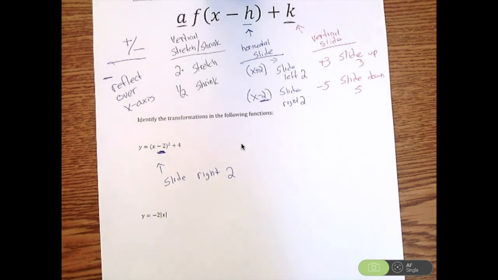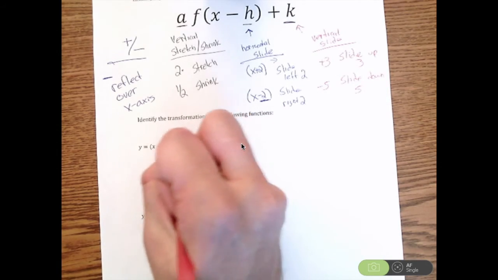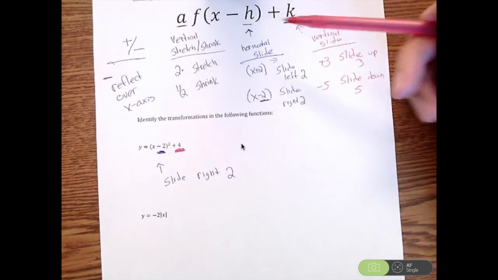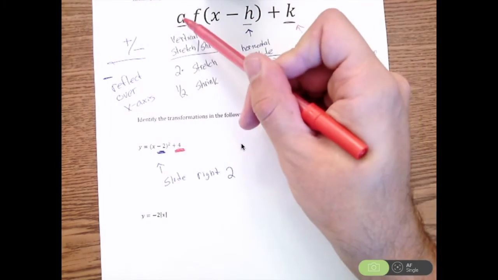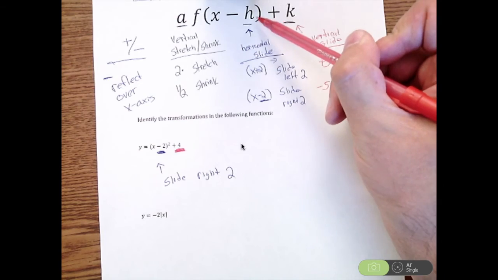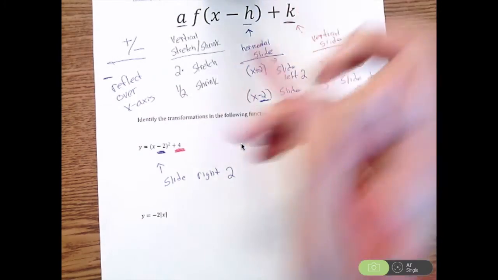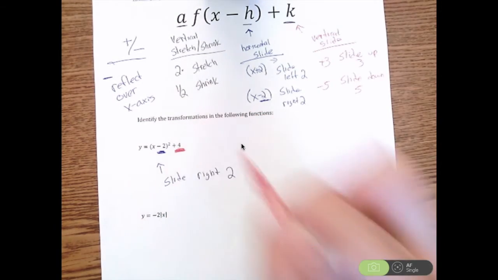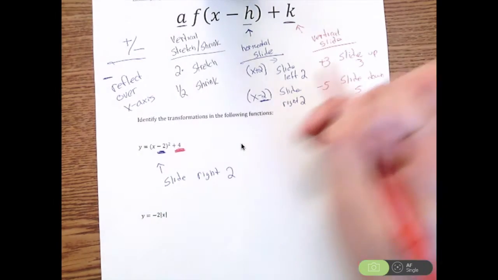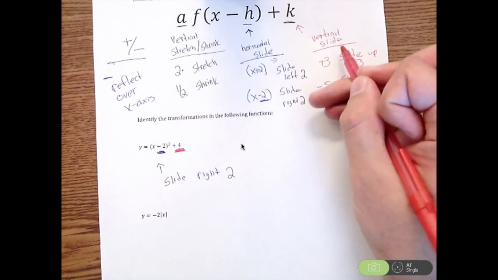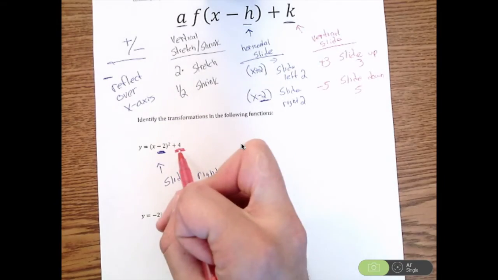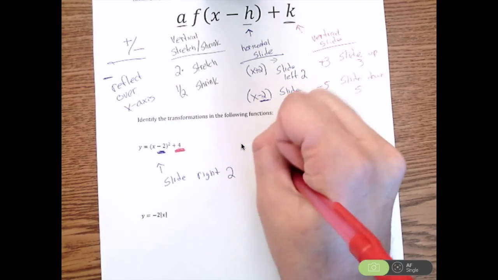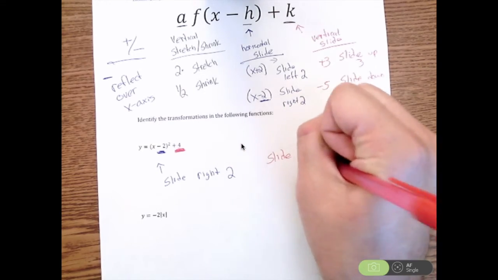The next transformation in that function is this plus 4. Again, I refer back to A, H, and K from my original setup. A would be a number out front. I don't have that. H is a number inside parentheses. I don't have that. But K is some sort of number added or subtracted on the back end. So I know already that this is going to be a vertical slide, either up or down. Since I can take K as is, if I'm adding 4, that is going to slide everything up 4.